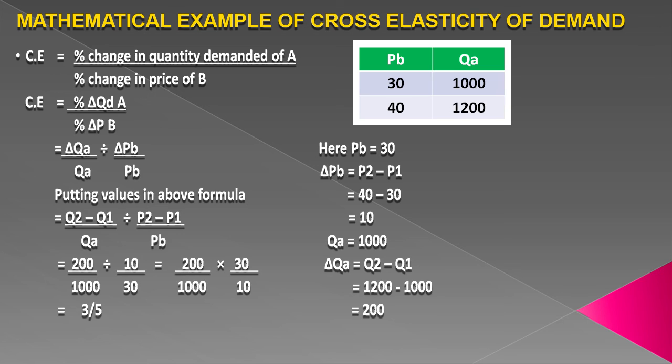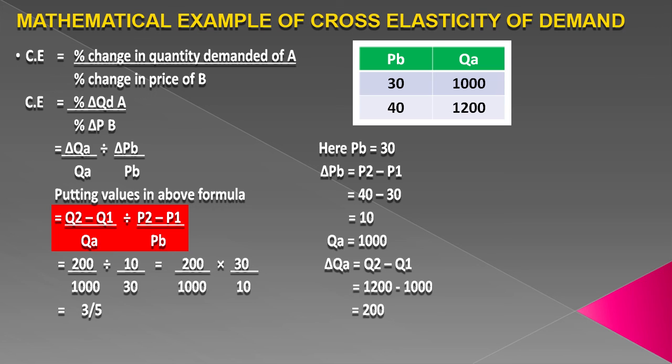Now, P1 is our PB also, and Q1 is our QA also. So, according to our table, PB equals 30, delta PB equals P2 minus P1, which is 40 minus 30, that is 10. QA is 1000, delta QA equals Q2 minus Q1, which is 1200 minus 1000 equals 200. Now, by putting the values in the above formula, we get the equation as Q2 minus Q1 over QA divided by P2 minus P1 over PB.